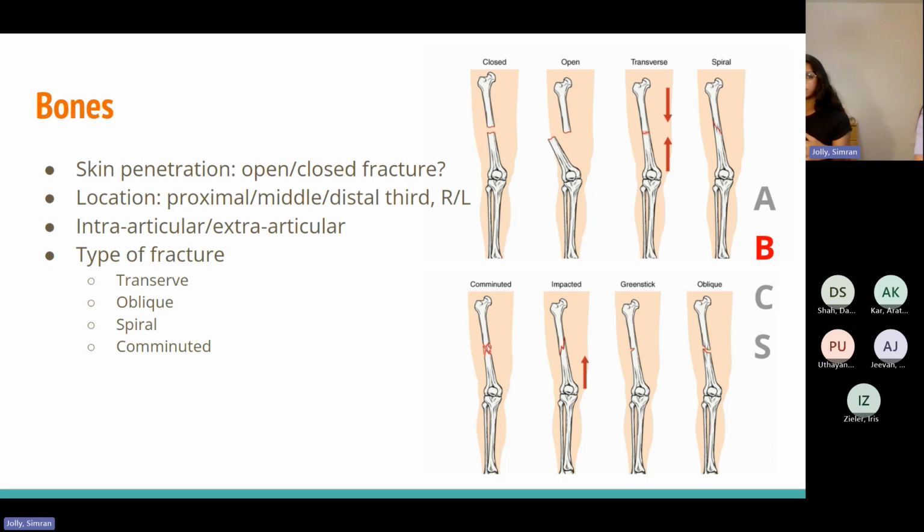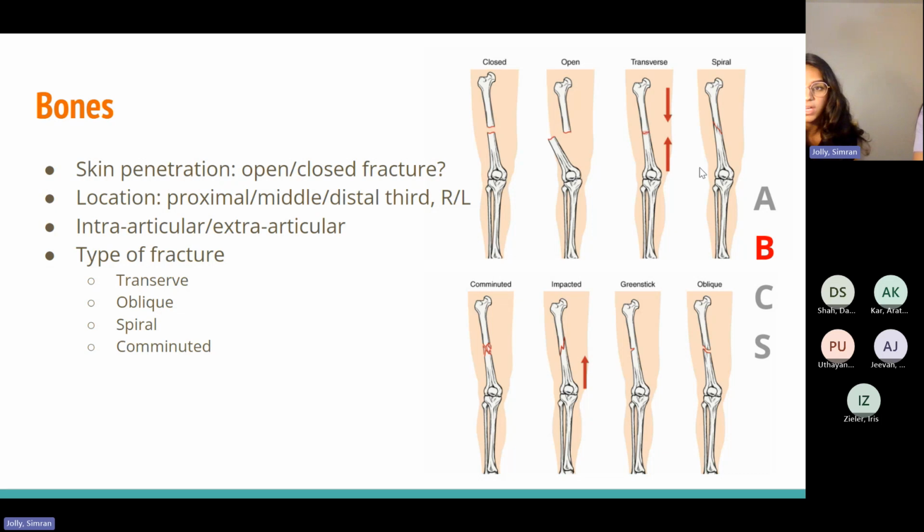In terms of location, I think the easiest way is to divide the bone, for example the femur, into 3 different parts: proximal, middle, and distal thirds, and then right or left. Intra-articular comments on whether the break is within the joint, whereas outside the joint would be extra-articular.